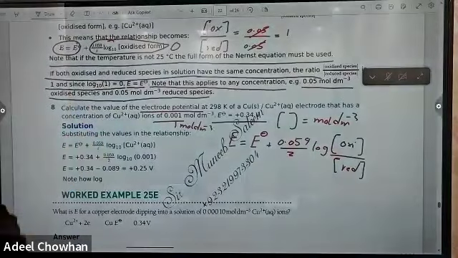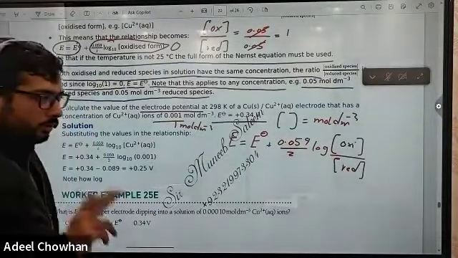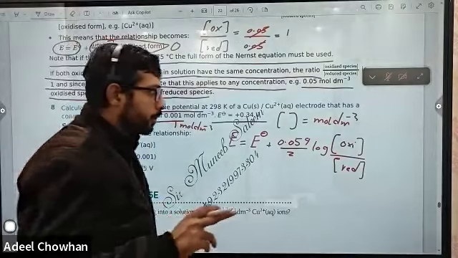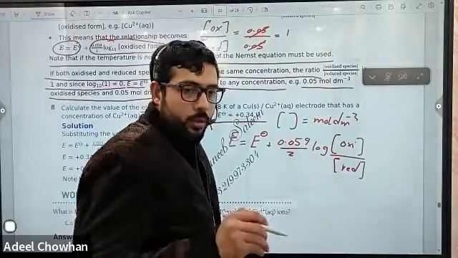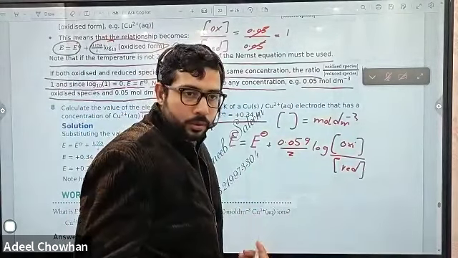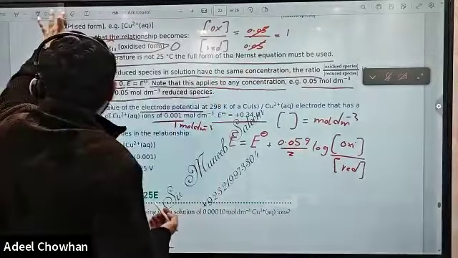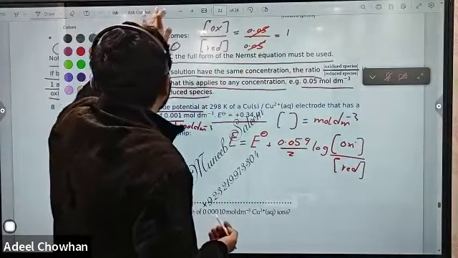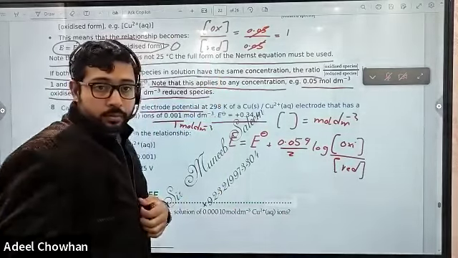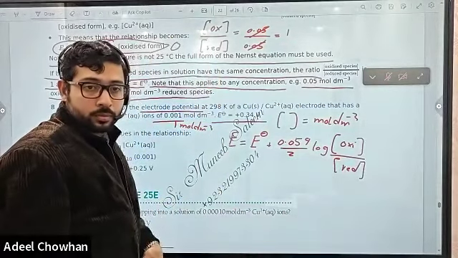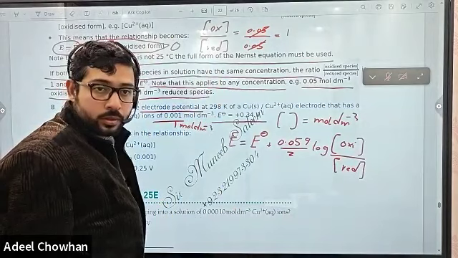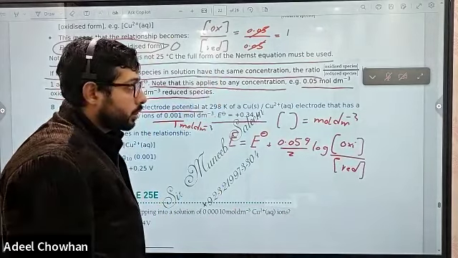So square brackets indicate the concentrations in terms of mole per dm cube, although we do know that there is another unit as well for the concentration. What other unit do we use for concentration? Adila, you?